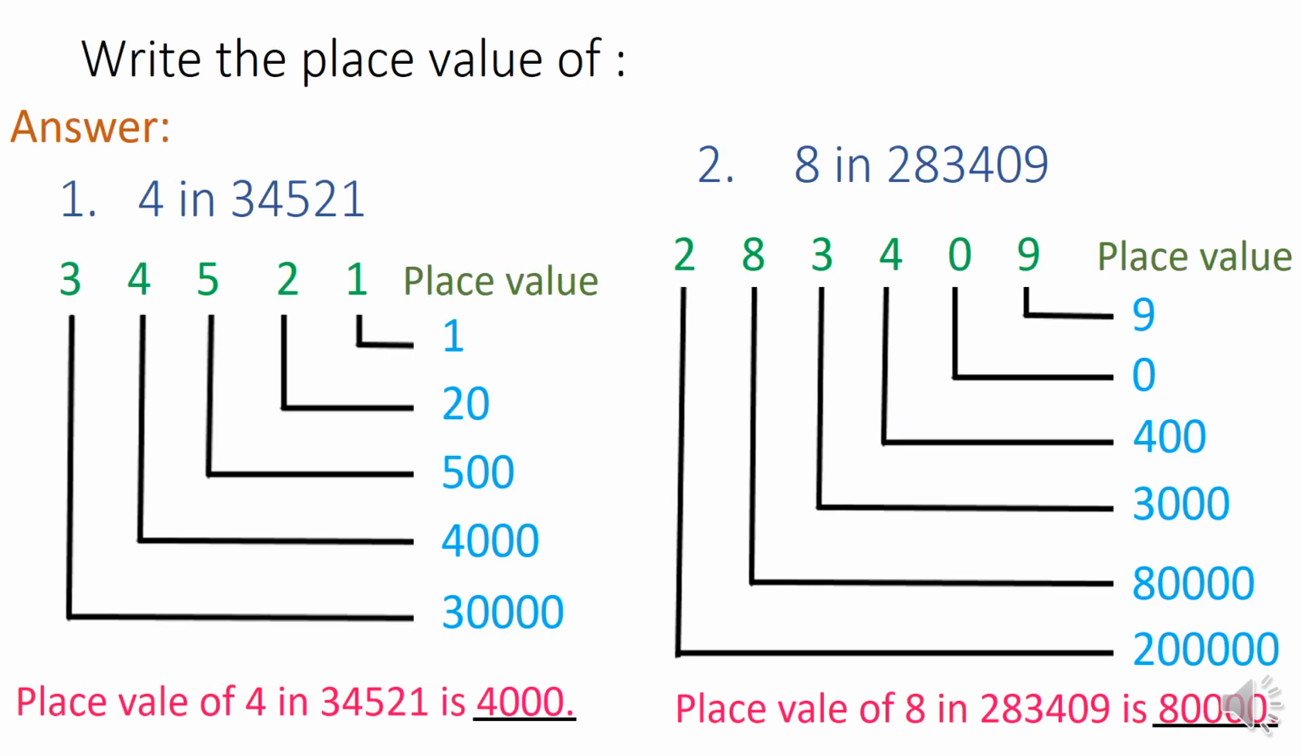Our first question is, write the place value of 4 in 34,521. This number has 1 ones, 2 tens, 5 hundreds, 4 thousands and 3 10,000s.